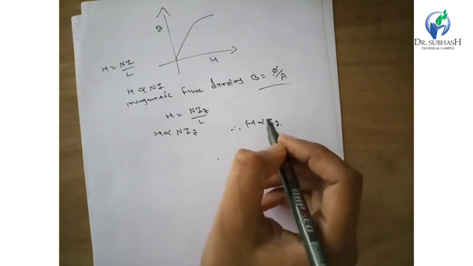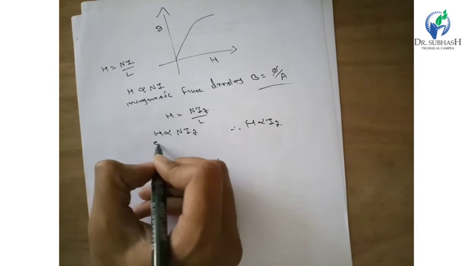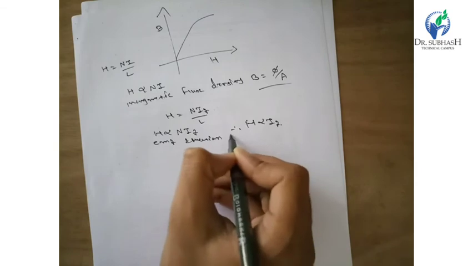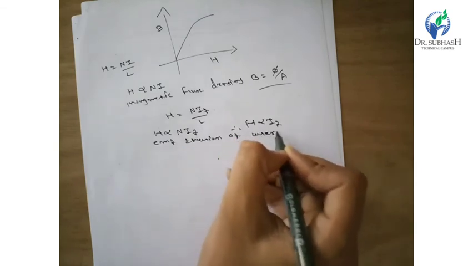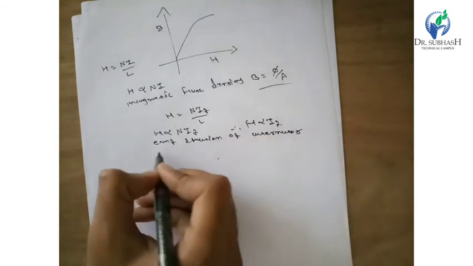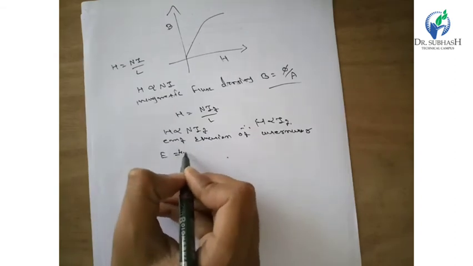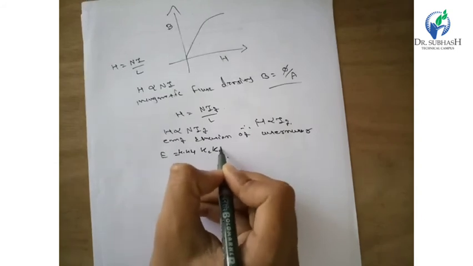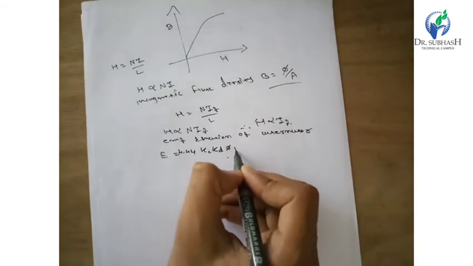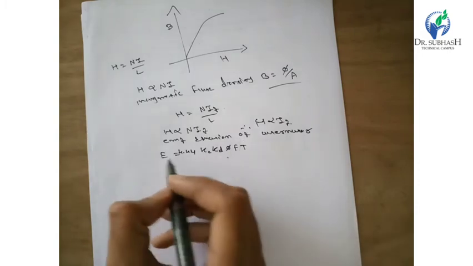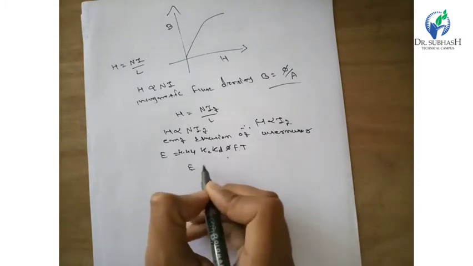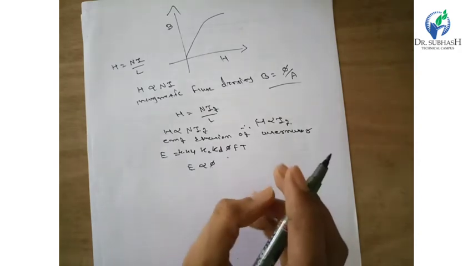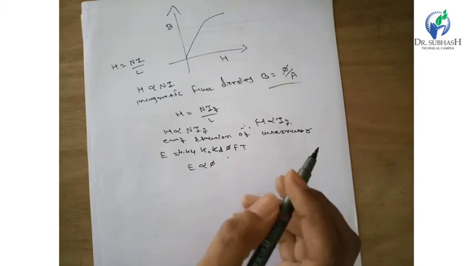The EMF equation of an alternator, we know that E is equal to 4.44 Kc Kd phi F into T. So by using this equation, we can write that E is directly proportional to phi, where phi is the useful flux in this system.